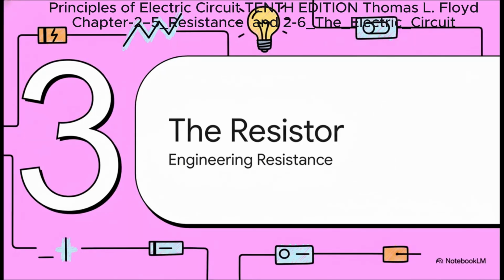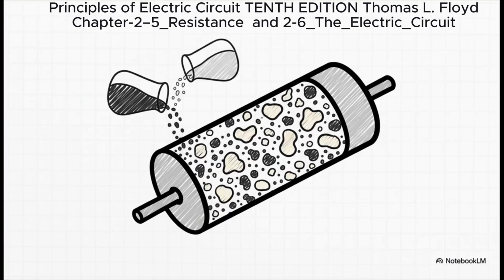Okay, so since this whole resistance thing is so absolutely critical for controlling current, we can't just leave it up to chance, right? We can't just hope the wire has the right amount. No way. So what did we do? We engineered components, we call them resistors, specifically to add exact, predictable amounts of resistance right where we need it in a circuit. And a classic example of this is the carbon composition resistor.